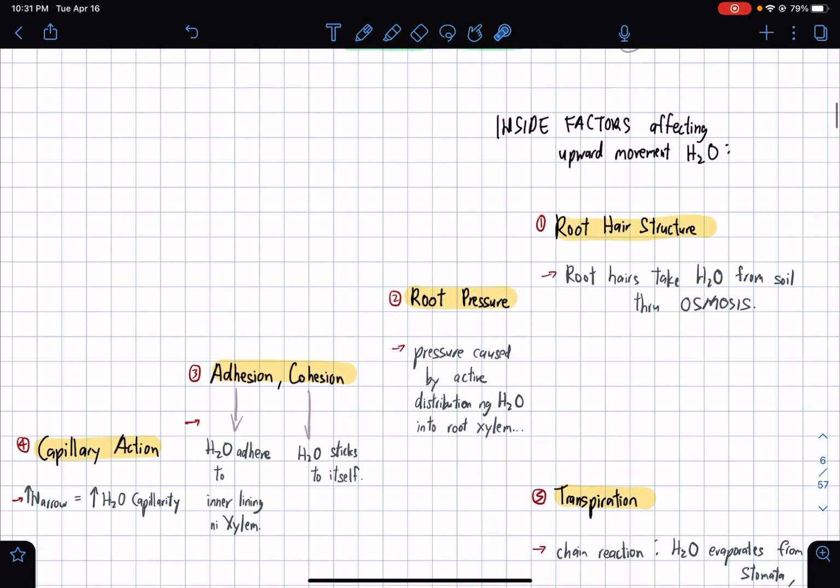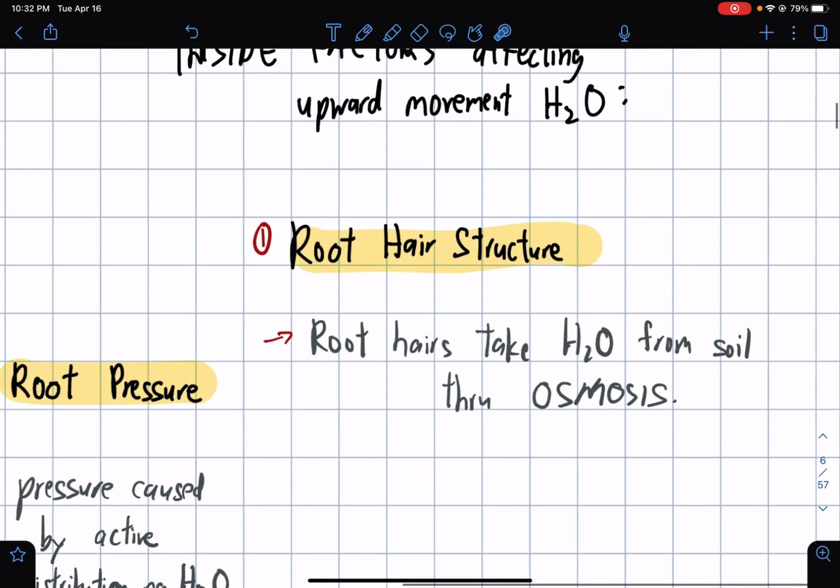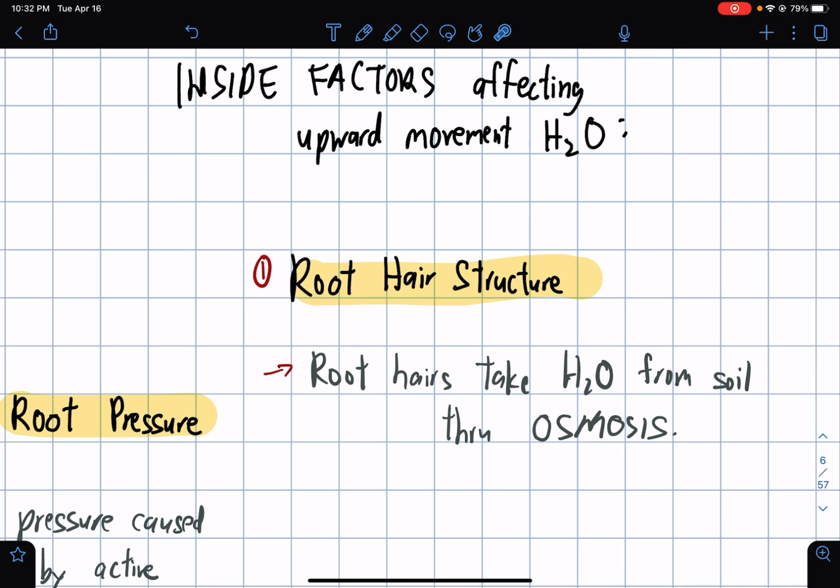All right, so what are the inside factors that affect the upward movement of H2O? Again, we already know that in transpiration the movement of water is only upwards. There is no downwards. Sorry. So there are five basically: root hair structure, root pressure, adhesion and cohesion, capillary action, and transpiration. Let's start with root hair structure. Root hairs take water from soil through the process of osmosis. I'm not sure if this is active or passive transport. Unfortunately, I kind of forgot it already.